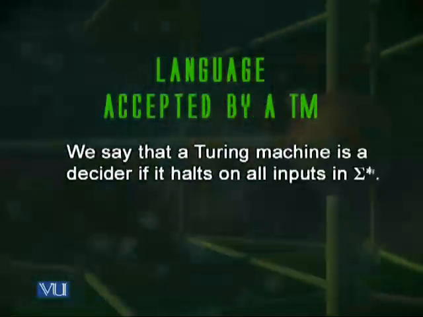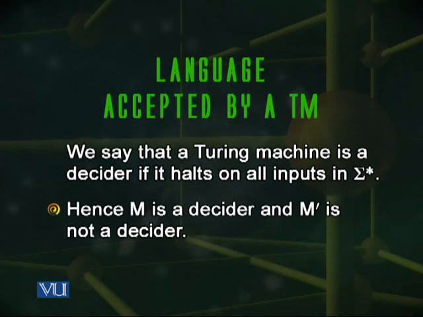It turns out that we prefer the first machine over the second machine M prime, because the first machine gives us a definitive answer on all inputs, whereas the second machine only accepts the strings that are in the language. In this case, M is called a decider. Let us be more formal about this definition. A Turing machine is called a decider if it halts on all inputs in sigma star. So if a Turing machine halts on all inputs, it gives us a definitive answer, reject or accept, on all possible inputs. We call it a decider.